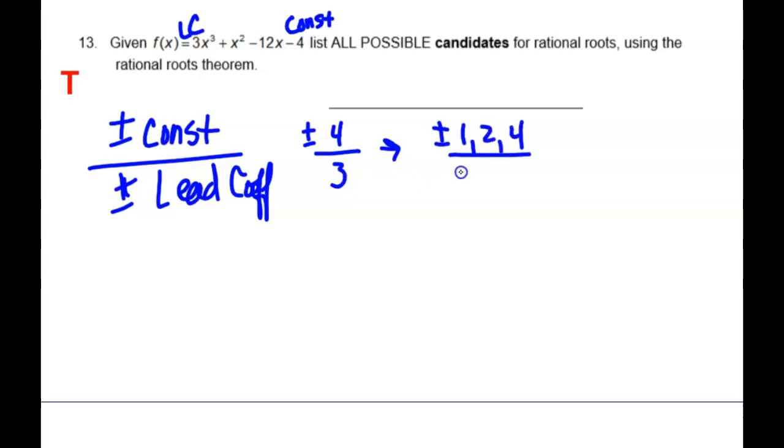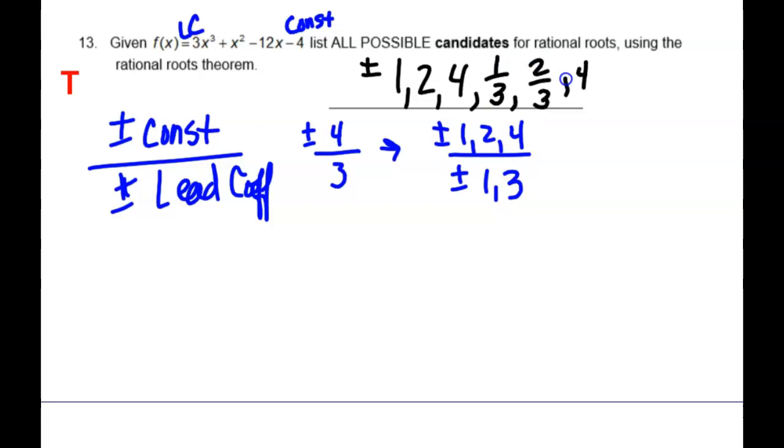And the factors of 3? 1 and 3. Now put those all on top of each other, and you get 1, 2, and 4 could all be over 1, but they could also all be over 3. So you'd have 1/3, 2/3, and 4/3. And each of those is actually plus or minus. I think that's a 2-point question. So don't miss something pretty easy if you just practice a little, okay? Any questions?